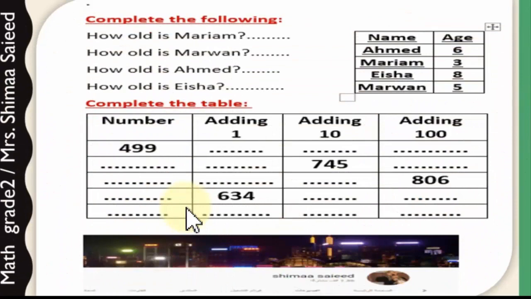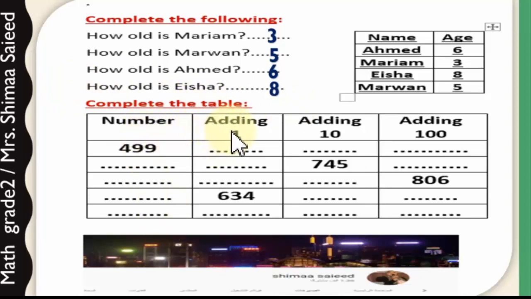Complete the following. How old is Mariam? From this table, Mariam's age is 3. 3 years old. Okay, how old is Marwan? Marwan is 5. How old is Ahmed? Ahmed is 6. How old is Aisha? Aisha is 8.